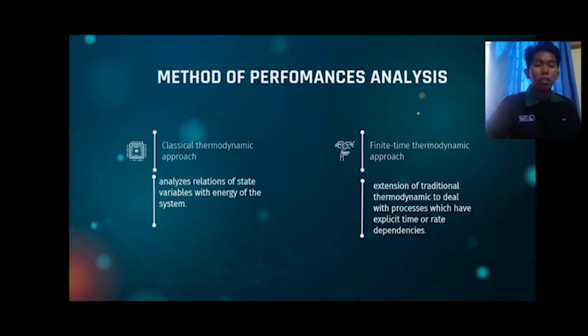The analysis of such studies is categorized into two groups, which are the classical thermodynamic approach and the finite time thermodynamic approach. For the classical thermodynamic approach, we analyze the variation of state variables with the energy of the system, and the finite time thermodynamic approach is an extension of traditional thermodynamics to deal with processes which have explicit time or rate dependency.